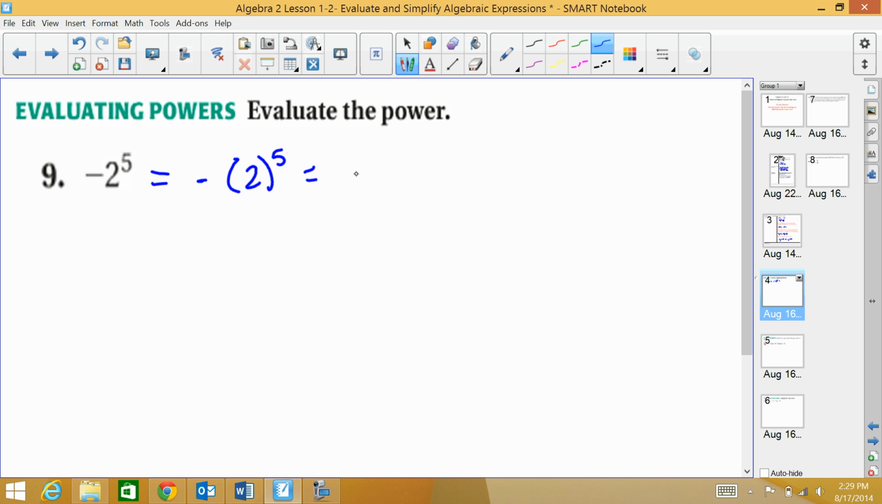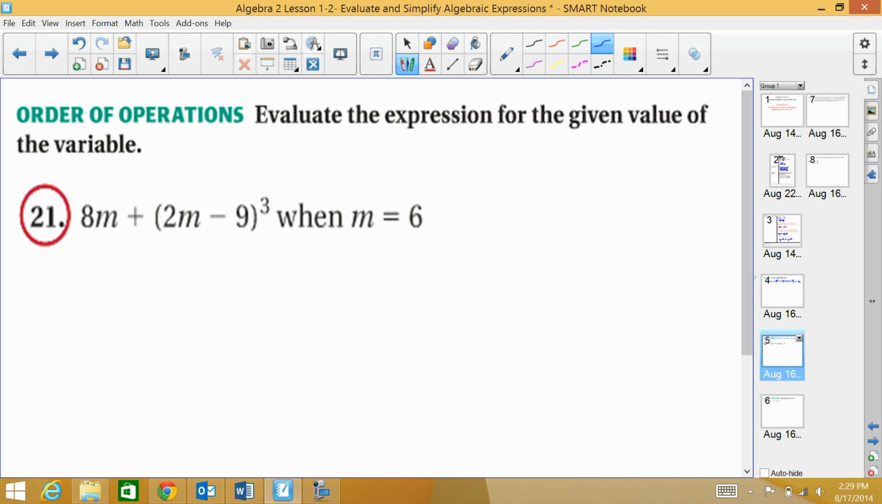So we're going to take 2 times 2 times 2 times 2 times 2. We're going to do that 5 times and then make the answer negative. So we get negative 32 as the answer for that problem. So just pay attention to whether it has parentheses or not.